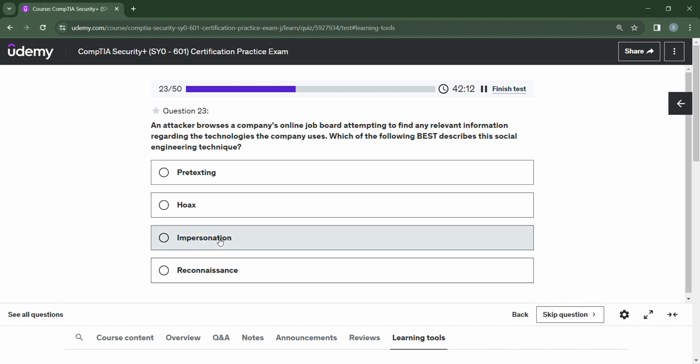An attacker browses a company's online job board attempting to find any relevant information regarding the technologies the company uses. Has to be reconnaissance, right?